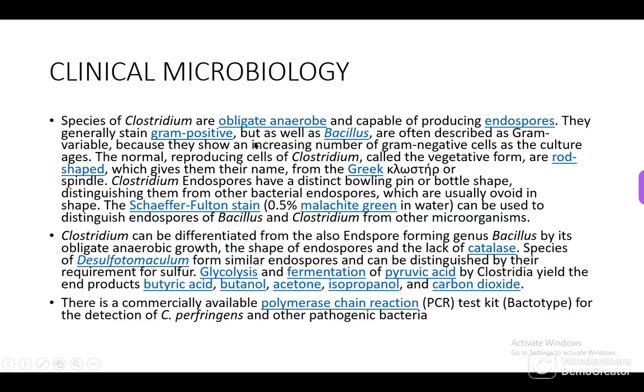Now these species of Clostridium are obligate anaerobes. They are definitely bacilli, gram-positive bacilli. Basically, they are rod-shaped. As far as structure is concerned, as already said, the Schaeffer-Fulton stain, 0.5% malachite green in water, can be used. Anthrax, which is a very near organism to it, also flourishes in the same area as Clostridium. So it can be differentiated by this Schaeffer-Fulton stain.